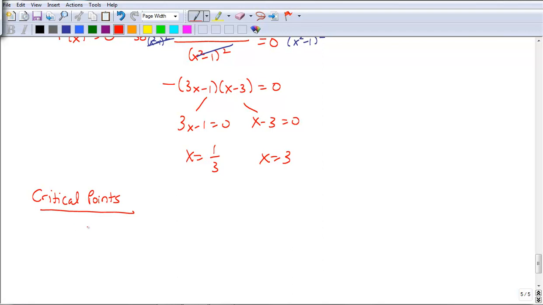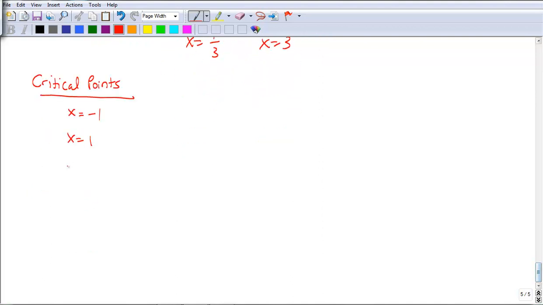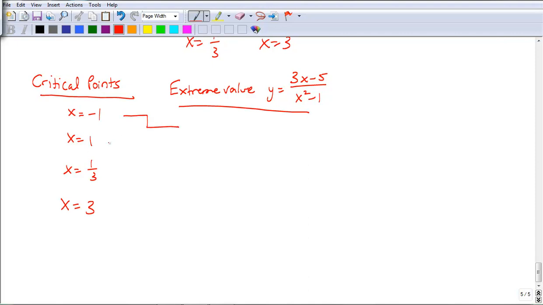So I get some critical points. I have x equals negative 1 and x equals 1. Those are the vertical asymptotes where the derivative was undefined. I get x equals 1/3 and x equals 3. To find the extreme value, I plug it into the original function, 3x minus 5 over x squared minus 1. Well, when I put plus or minus 1 in there, since these are both vertical asymptotes, it's an undefined y value. So there's no extreme value that goes with those.